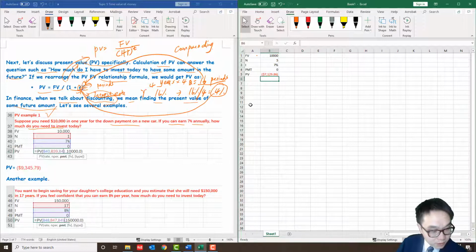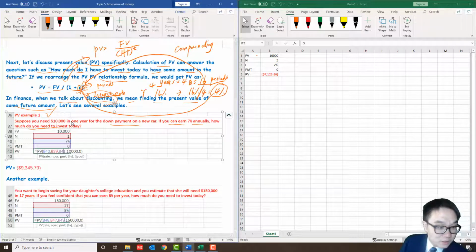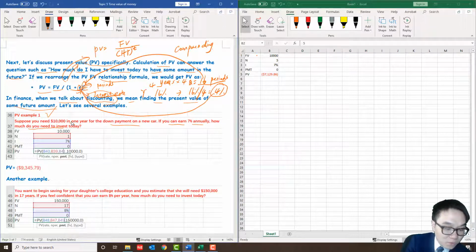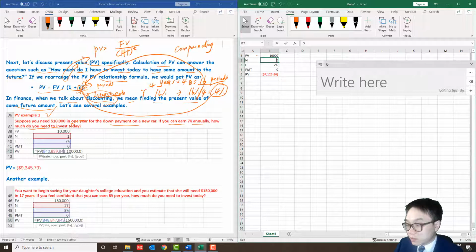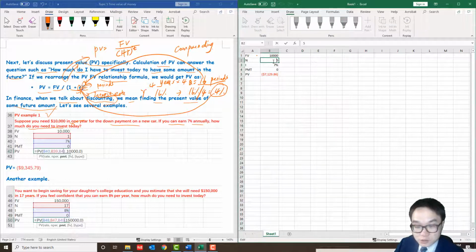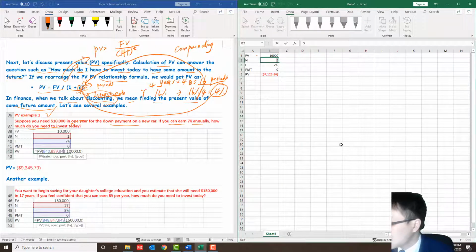Periods. Okay, here the periods for the down payment. If you earn, how much do you need to invest in 1 year? I'm sorry, this is not 5 years. Periods here is in 1 year actually, right? So we input a wrong number there. So we need to change it to 1, right? It's actually 1, not 5.